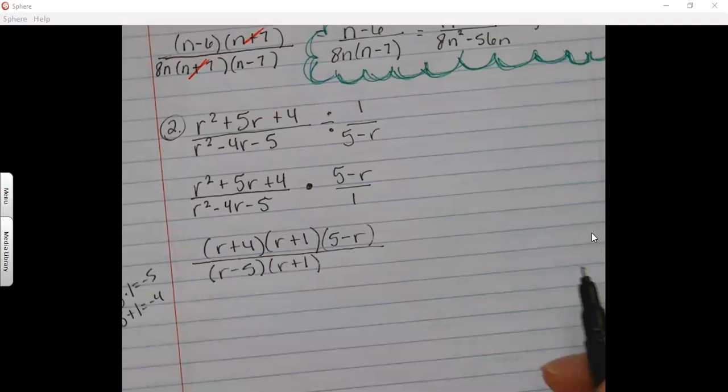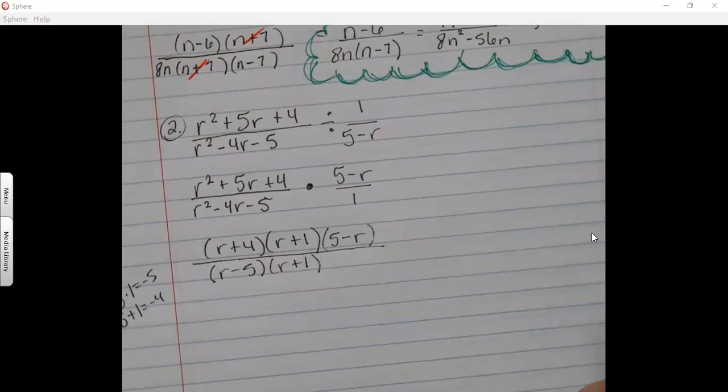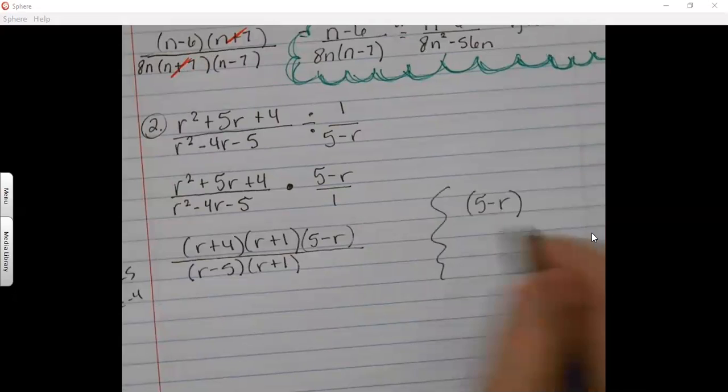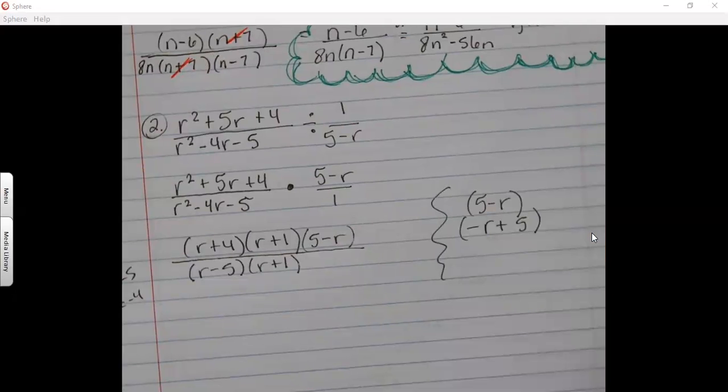Now, see, at this point, it just looks like the r plus 1 cancels, right? But like I just said, that 5 minus r, I need to rewrite that as -r plus 5, which doesn't cancel with anything either. But then let's factor out that -1. So if I factor out a -1, wouldn't I have r minus 5 in the parentheses? And that's going to cancel with something.